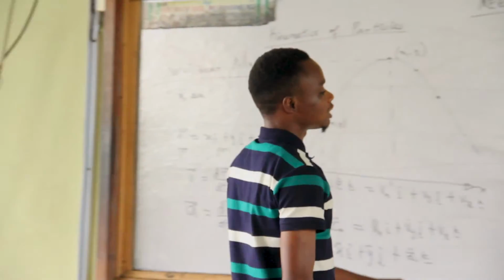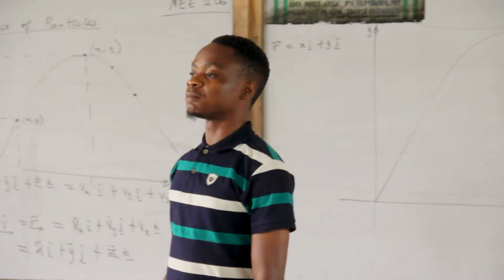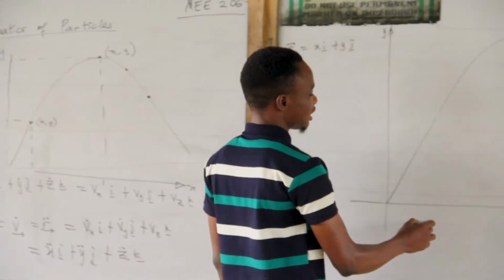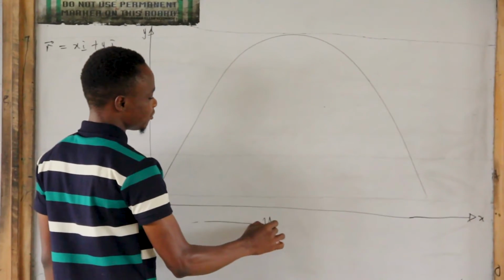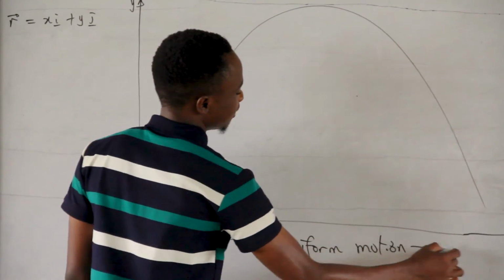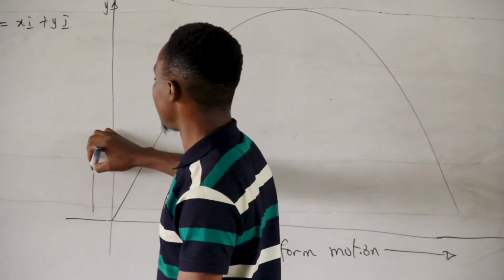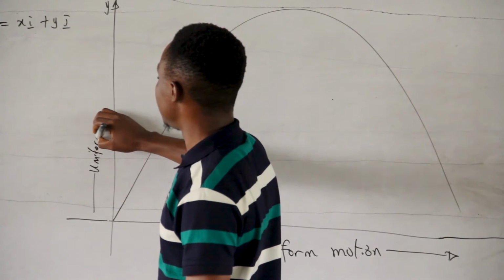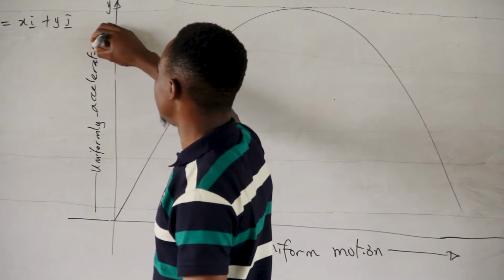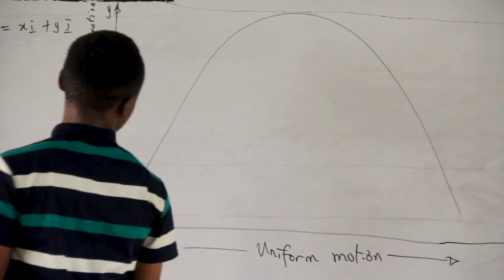And then the horizontal component of motion is uniform motion. That is, the horizontal component of motion is motion with constant velocity. Does that make sense to you? So in this horizontal direction, what we have is uniform motion. We have made this difference several times. And what we have in the vertical direction is uniformly accelerated motion.